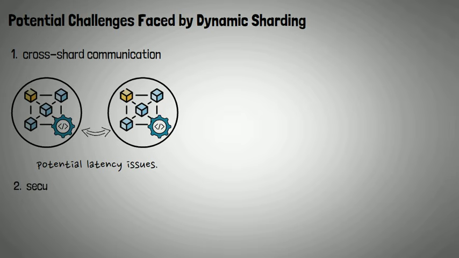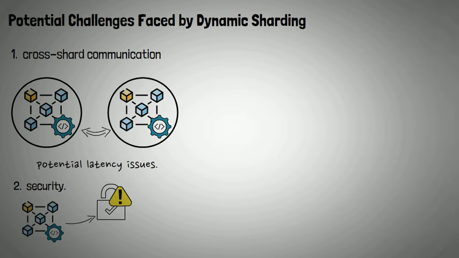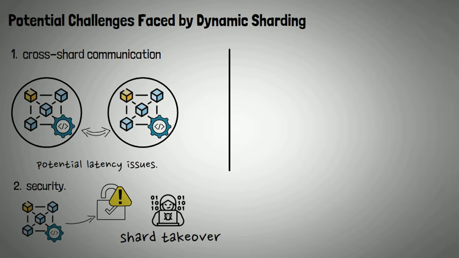Next, we have security. While sharding increases scalability, it can also potentially decrease security. Each shard typically has fewer nodes, making it easier for malicious actors to take over a particular shard, an attack known as shard takeover. Although Venom blockchain has mechanisms in place to mitigate such risks, the concern still exists in the broader sharding landscape. Then we have the issue of data availability.